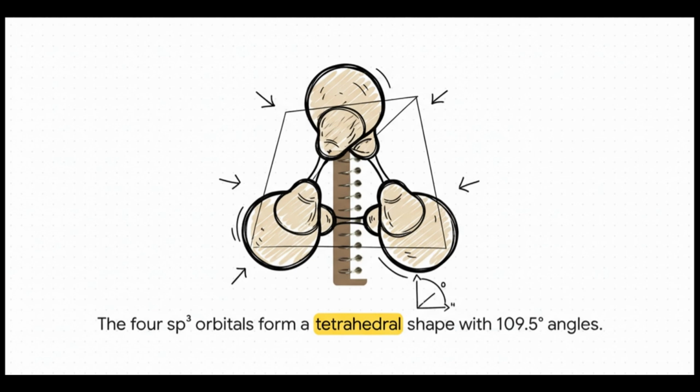And because electrons all have a negative charge, they want to be as far away from each other as possible. So these 4 new orbitals naturally push each other apart, snapping into this perfect, symmetrical tetrahedral shape with an angle of 109.5 degrees between each one.